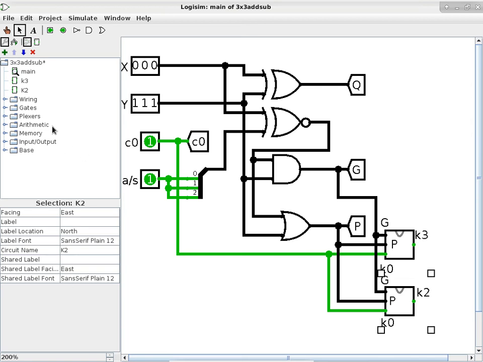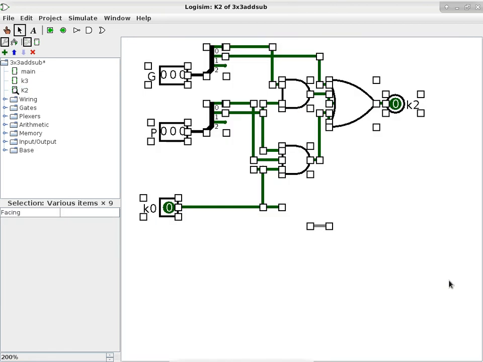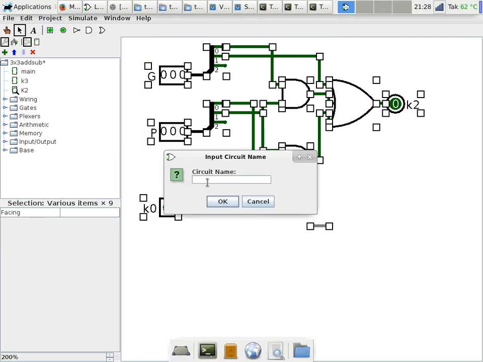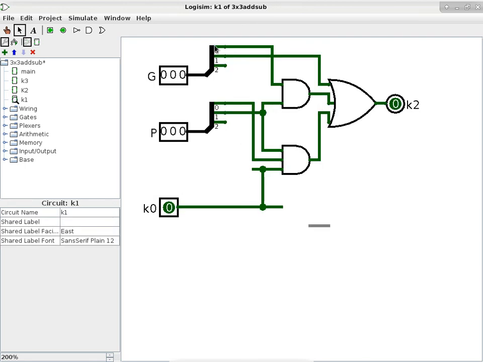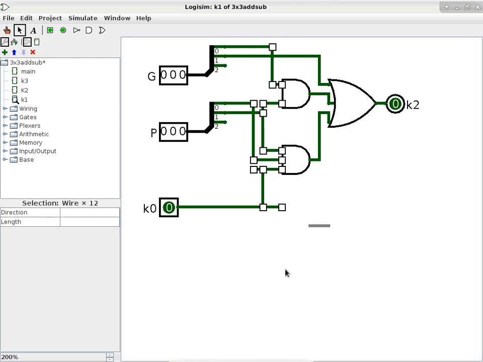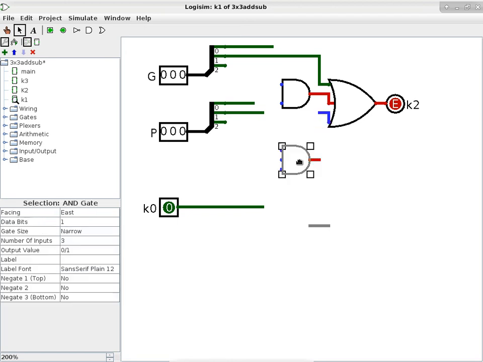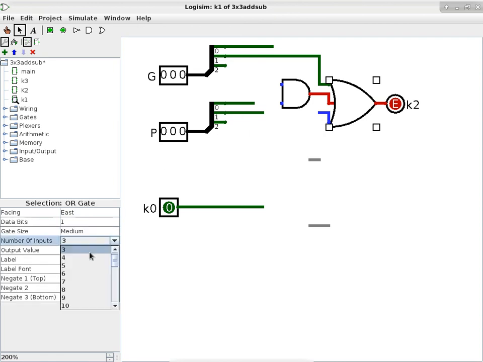All right, so one more. K1 is the easiest one. So we'll do the same trick and just copy and paste. This is K1. And we remove all the wiring. I keep the splitters even though I don't need them to split three-way, just because, hey, it makes the circuit look a little bit uglier, but it doesn't make it incorrect. So we know that we don't need the 3-input AND gate anymore. The OR gate goes from 3 input to 2 input.